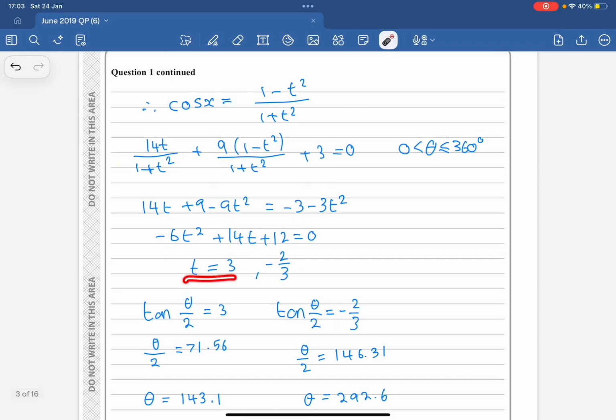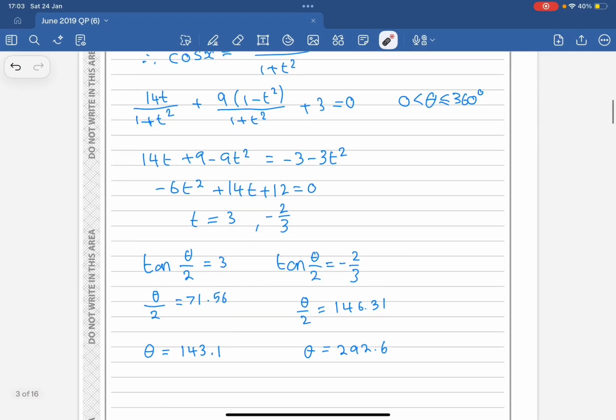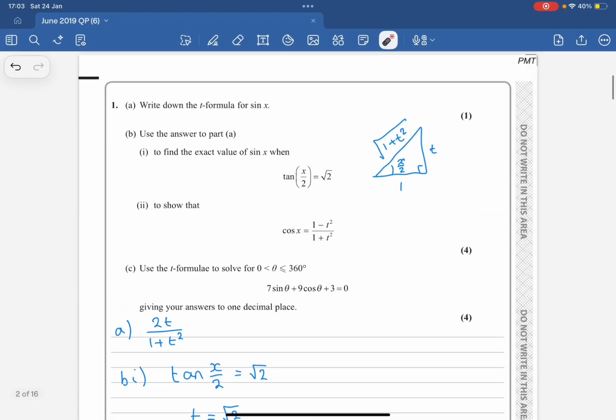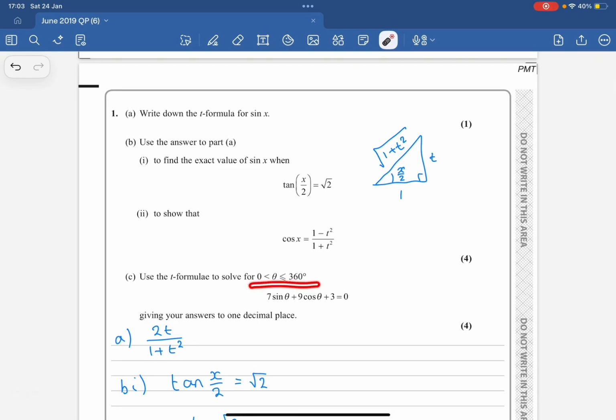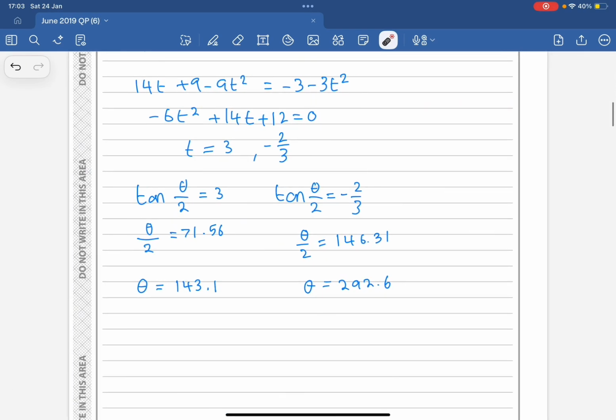For the t equals 3 solution, that tells us that tan theta over 2 is 3. Taking arctan of 3, we get theta over 2 is 71.56. Of course, we can also have more solutions, but if we consider the range to be between 0 and 360, we're only going to have one solution for this value. We times it by 2, and we get our theta as 143.1.